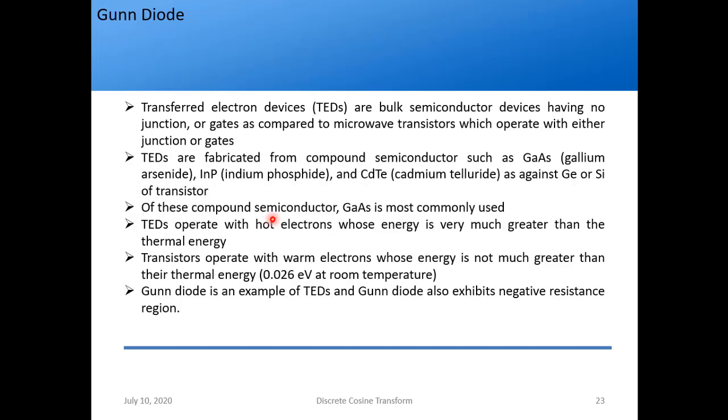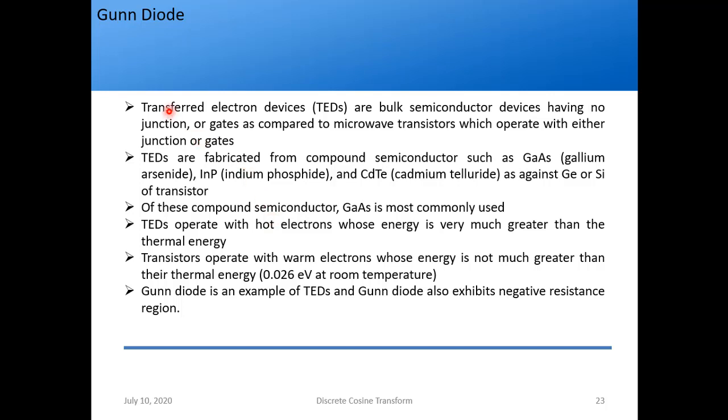So a very important question from the exam point of view is Gunn diode. So usually you get a question like write a short note on Gunn diode, 10 marks, or list the modes of operation of a Gunn diode and explain any one mode. So usually, explain the stable mode. So let's see what it is.